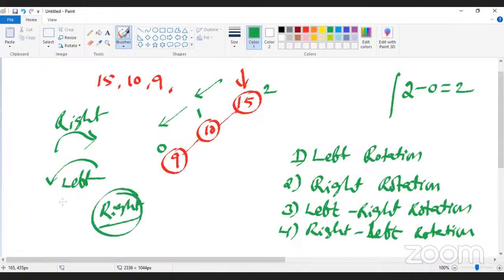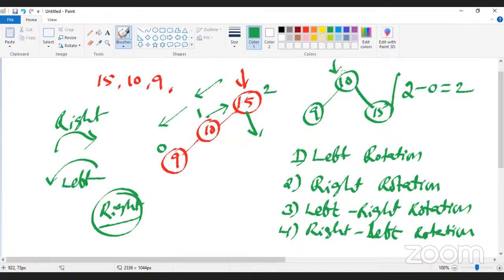What should we do? In this, 10 will go up and 15 will come down. So this is called right rotation only. We are moving 10 to the right direction. 10 will come here, 9 will be there only, and again we are moving 15 this way. Does it violate the property of BST? No, sir. Nodes with values greater than 10 come on the right side, and smaller ones come on the left side.